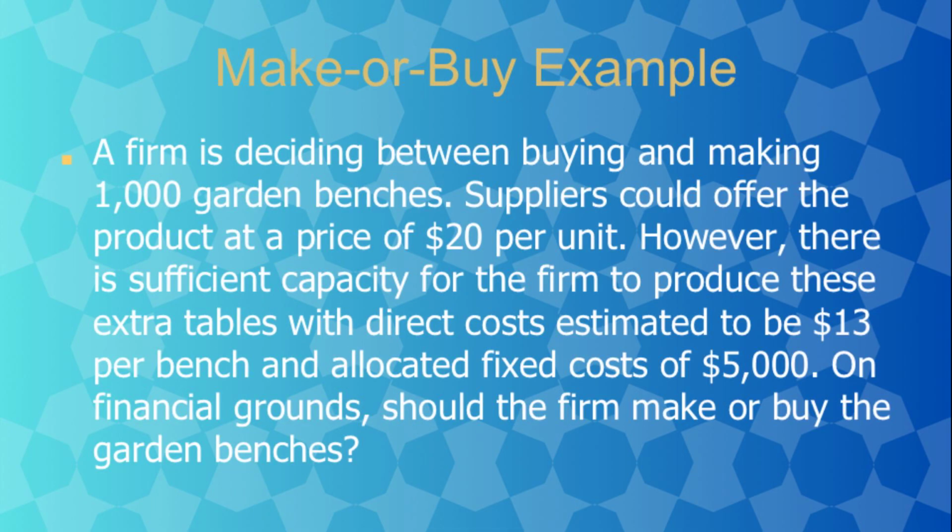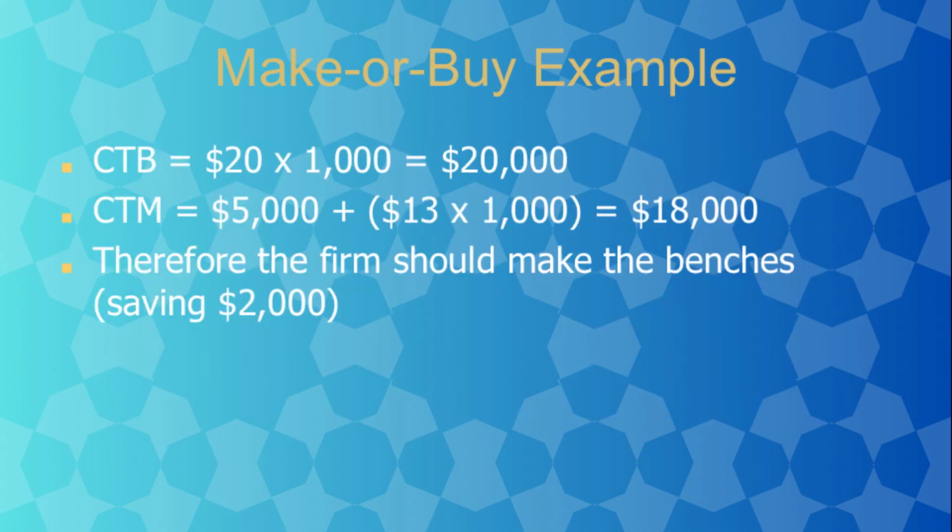A firm deciding between buying and making 1,000 garden benches should consider costs. If buying costs $20 per unit and making costs $13 per unit plus $5,000 fixed costs, making is cheaper, saving $2,000. In the example, CTB is $20,000 and CTM is $18,000. Therefore, the firm should make the benches, saving $2,000. This highlights the importance of thorough cost analysis in make or buy decisions.